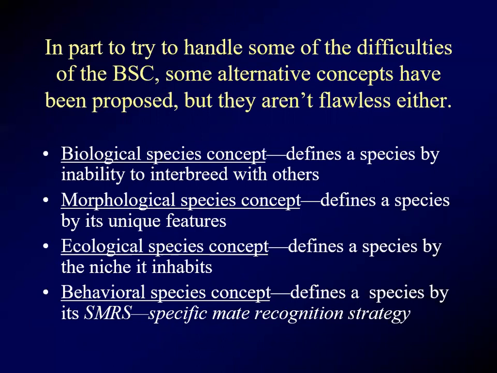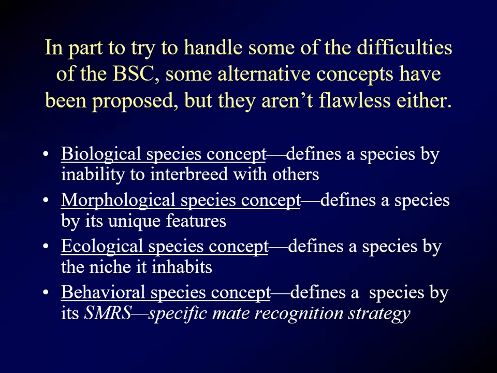Finding features that separate species out can be a very subtle business indeed. And you can also have just species that are very variable and yet all can interbreed. Ecological species are defined by the niche that they inhabit. So even if two of our Clarkia species can potentially interbreed, if they're in different niches, then we call them separate species. And the behavioral species concept defines a species by what they call its SMRS, and that's a specific mate recognition strategy.